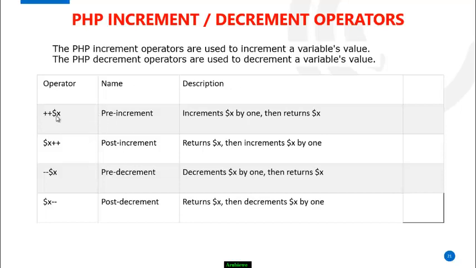We have the plus plus variable, which is called a pre-increment. What does this do? It increments by one. It increments a variable by adding one to it, then returns the variable. We have the post increment, which returns the variable, then increments by one.